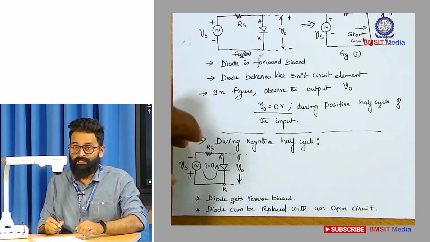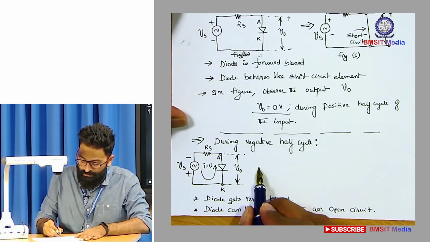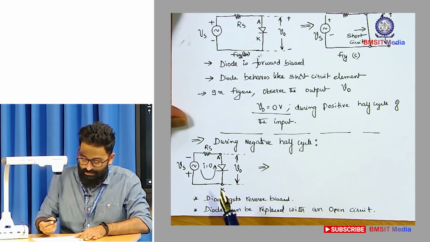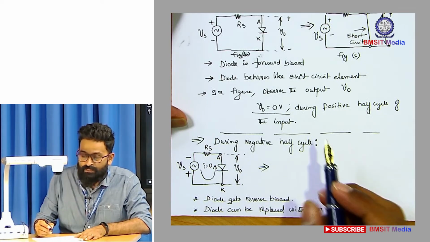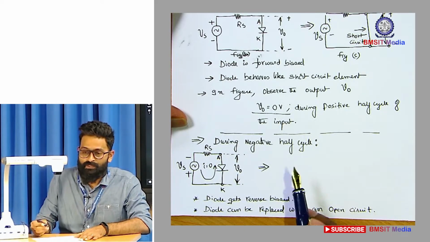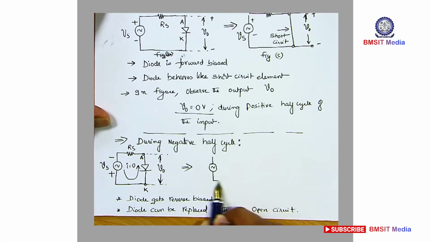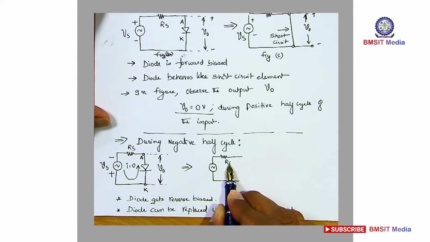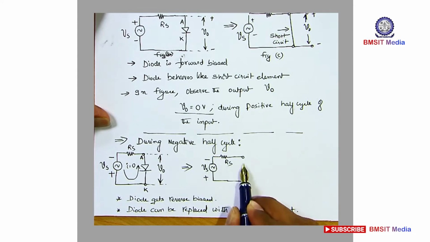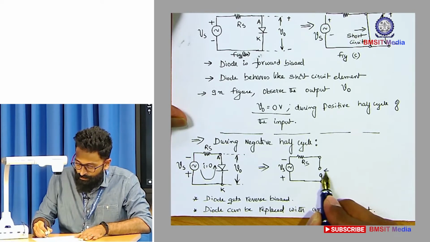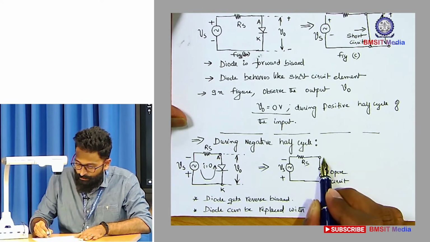Diode can be replaced with an open circuit equivalent. So let us do that in the circuit. In the equivalent circuit, you are supposed to open up the diode terminals. So let's see how the circuit is going to look like. So this is your open circuit.